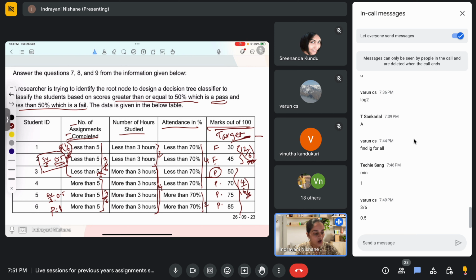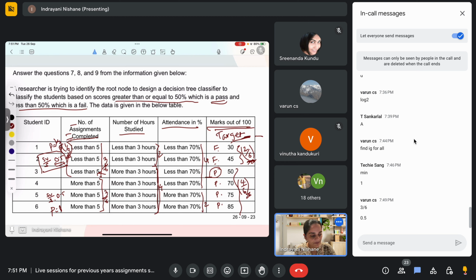So out of these 3 students who have less than 5 assignments completed, what is the probability that the student will pass? How will you get that? Look at the last column, marks out of 100. 50. I have already written this. Pass, fail. Yeah, 1 by 3. So the p value here is 1 by 3.